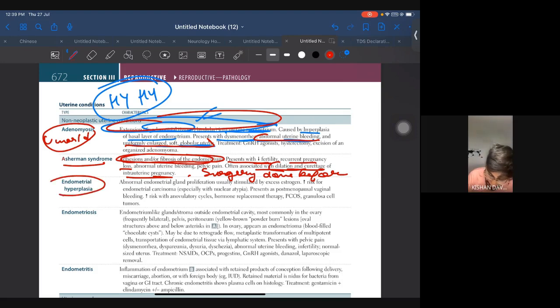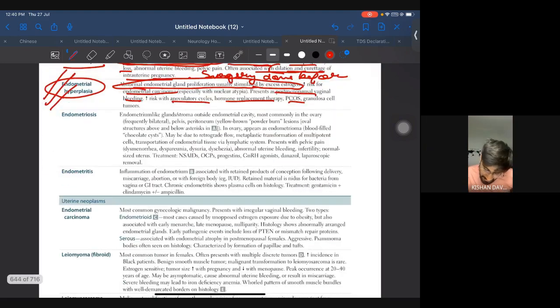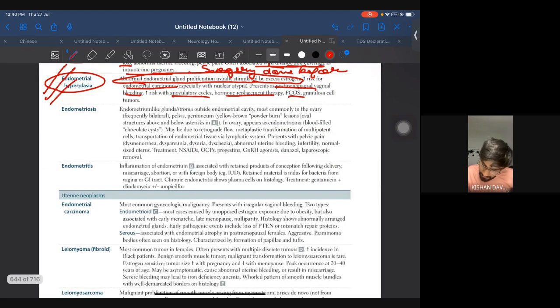Coming to endometrial hyperplasia, abnormal endometrial gland proliferation stimulated by excess estrogen, very very important. Increased risk for endometrial carcinoma, presents as postmenopausal vaginal bleeding, increased risk with anovulatory cycles, hormone replacement therapy, PCOS. So all those things that cause an increase in estrogen will cause endometrial hyperplasia, and endometrial hyperplasia is in turn going to cause endometrial carcinoma. Okay, so everything is related over here. So whenever you give estrogen treatment, it should not be in excess.